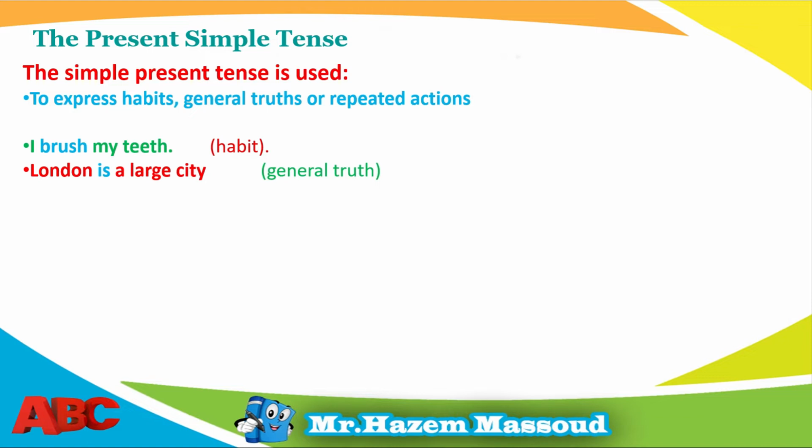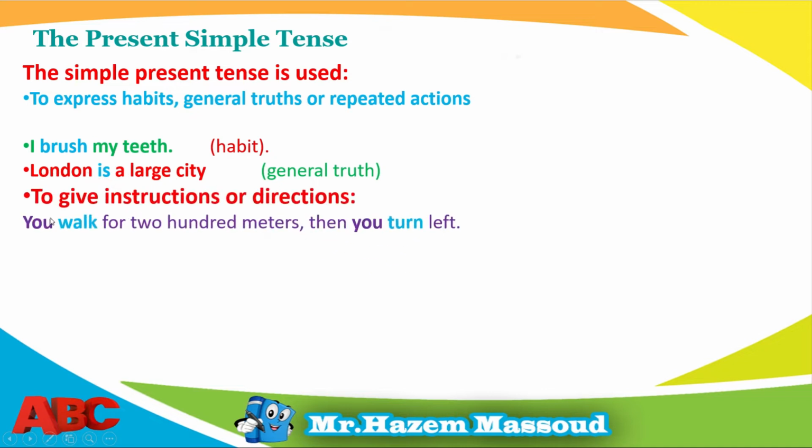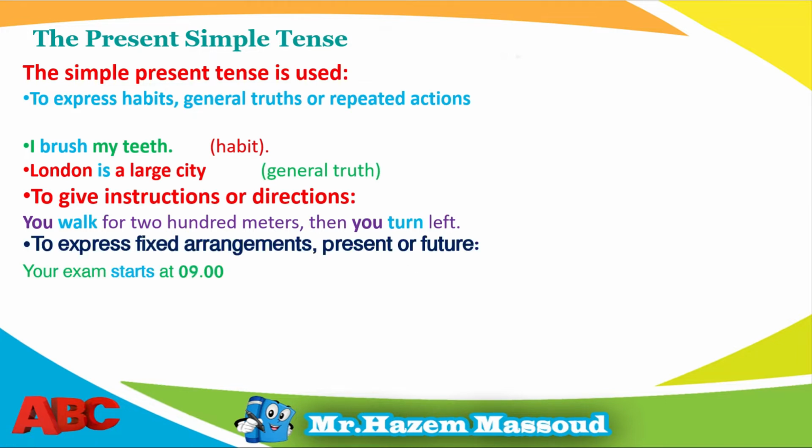Another example, London is a large city. This is a fact or a general truth. So here also I use the present simple: is. Also, I use the present simple to give instructions or directions. For example, you walk for 200 meters, then you turn left. So the verb walk and the verb turn, they are the present simple.